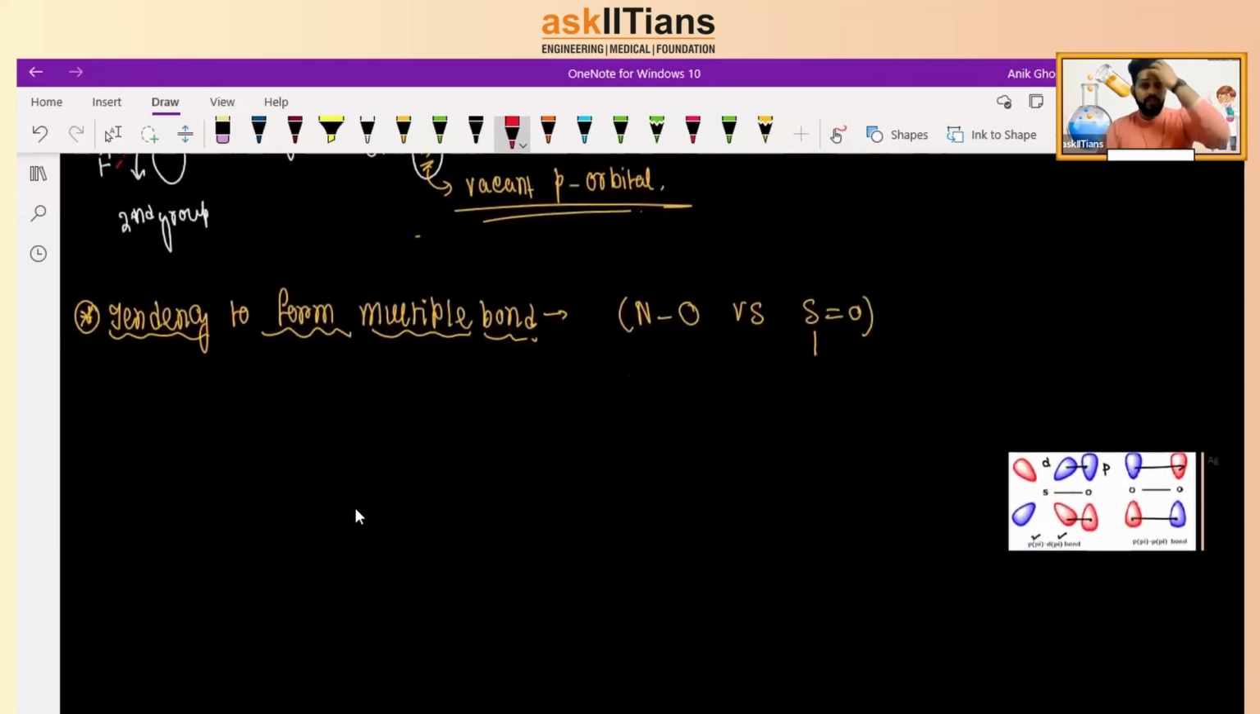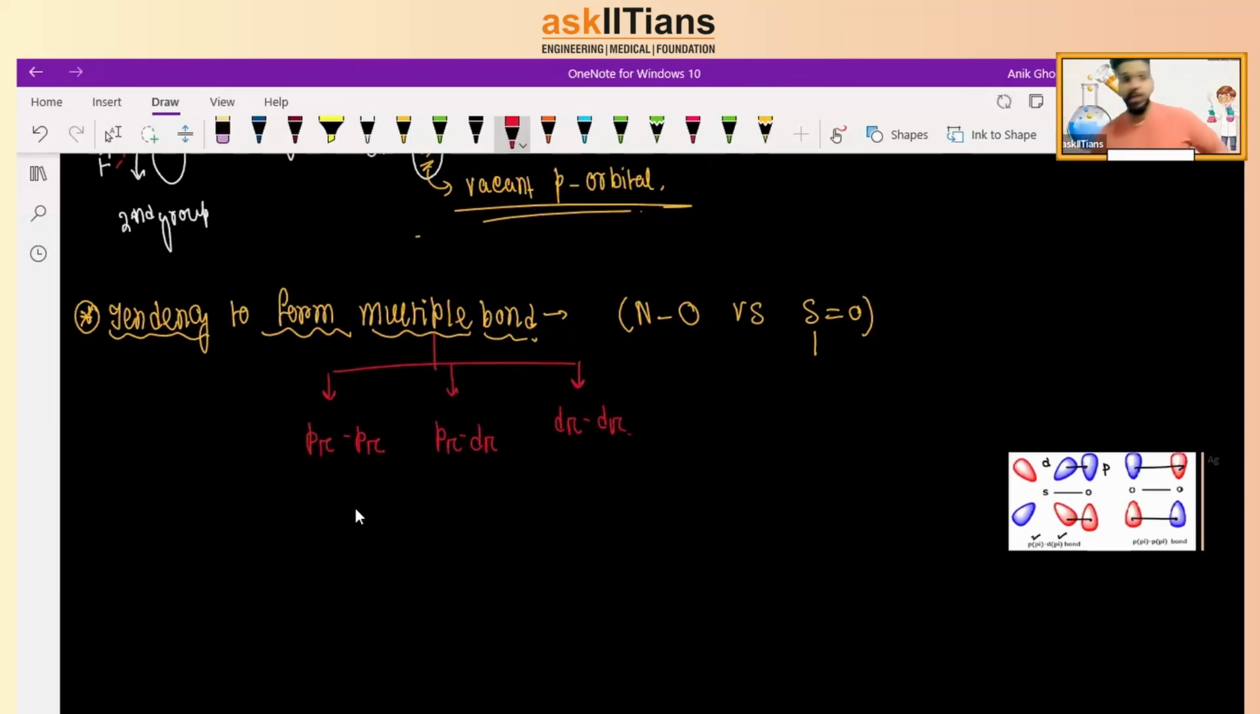Now moving on to the next one, this is the tendency to form multiple bonds. This part is not directed to group 13 and group 14, guys. This is directed to the entire group chemistry. What kinds of multiple bonds are actually present in this group chemistry? There are three types: p pi p pi, p pi d pi, and d pi d pi. Let me tell you about these three types of bonding real quick.